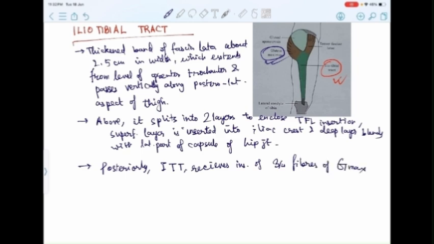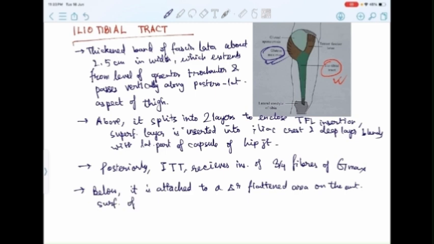So where does the remaining 1/4 fibers go? I hope you know, right? The remaining 1/4 fibers goes into the gluteal tuberosity of the femur. Right. Below, it is attached, means ITT, iliotibial tract, it is attached to a triangular flattened area on the anterior surface of lateral condyle of tibia.